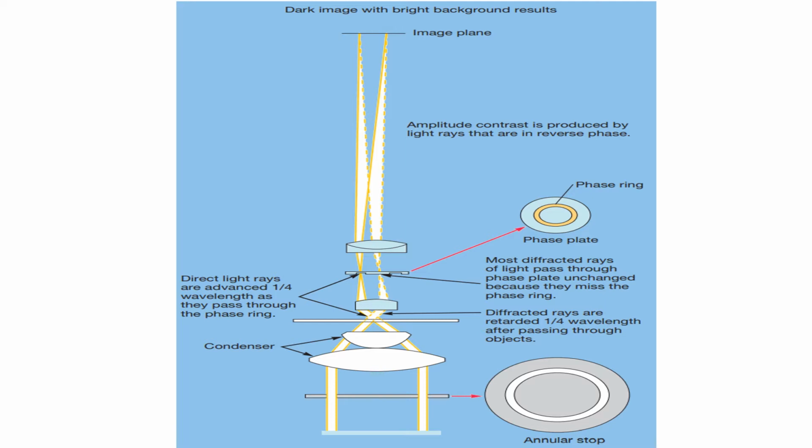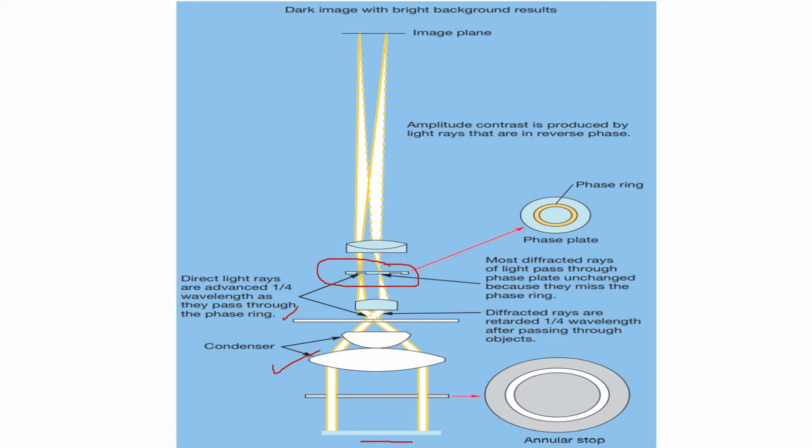Whenever the light source is illuminated, light rays pass through the annular stop, which is placed before the condenser. Now only a cone of light hits the specimen. The light is either passing through the field or through the specimen. The light rays passing through the specimen, due to variations in refractive index, are retarded by one fourth of the wavelength, and the light rays passing through the field are undeviated because there's no refractive index variation.